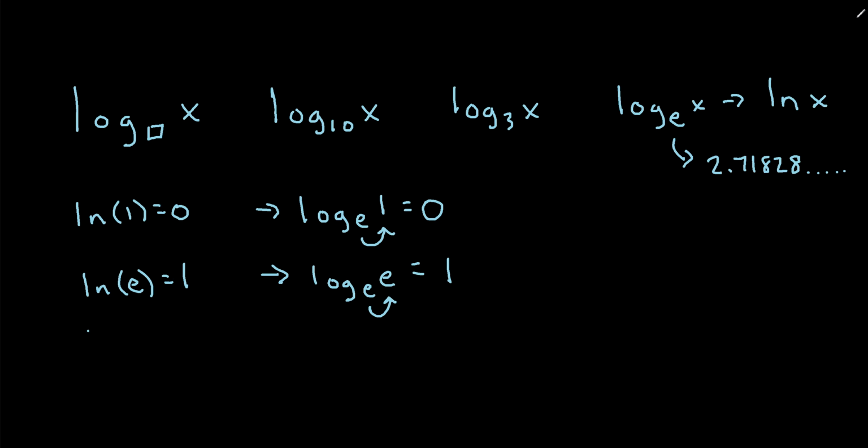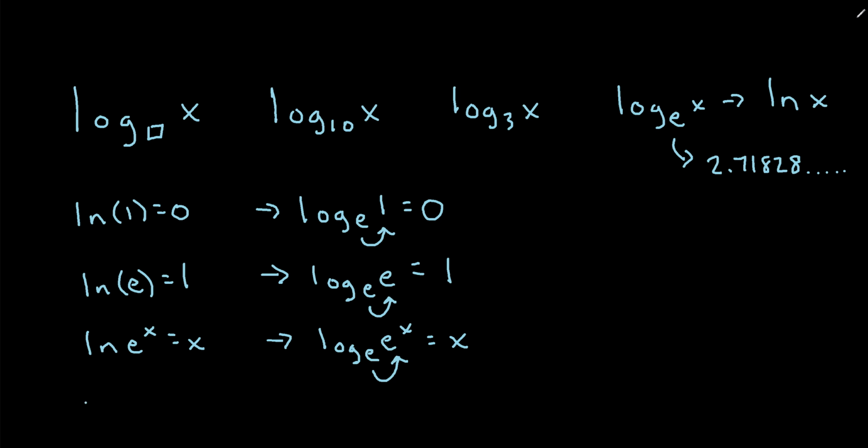Another property that you should know is the natural logarithm of e to the power of x is equal to x. Well, why is that? Because the natural log, remember, can be rewritten as log base e of e to the x. What power gets us from e to e to the x? Well, just x. So the natural log of e to the x is just equal to x.